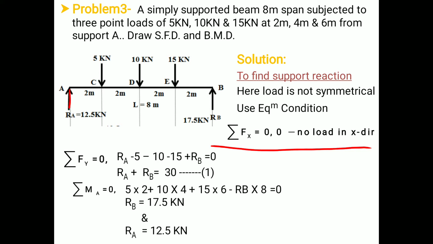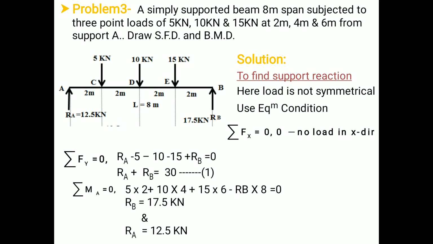Therefore, this RA which is acting in upward direction will be considered positive. This 5 kN which is acting in downward direction will be negative. Again, this 10 kN acting in downward direction will be negative. 15 kN acting in downward direction, therefore again negative. And the reaction at B acting in upward direction will be positive. Therefore summation of Fy must be equal to 0. After solving this equation, we have equation number 1, that is RA plus RB is equal to 30.